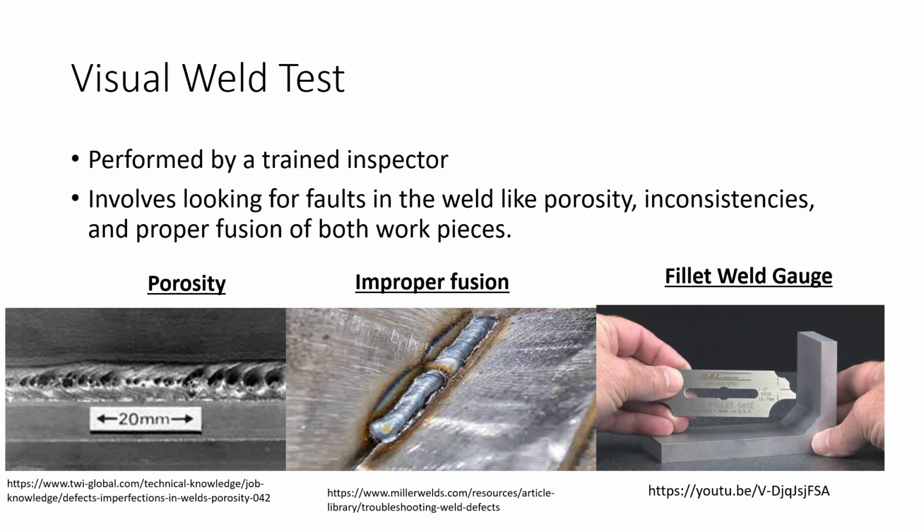Porosity typically comes from improper shielding gas of the workpiece during the weld process, or trapped slag under the weld, or a dirty workpiece, any kind of impurities inside of the weld. Improper fusion usually happens from either faulty welding technique or not using enough voltage, so you're not getting enough heat to penetrate both workpieces. And on the right, you can see a fillet weld gauge, which is used by inspectors to test the diameter of the weld as per specs.